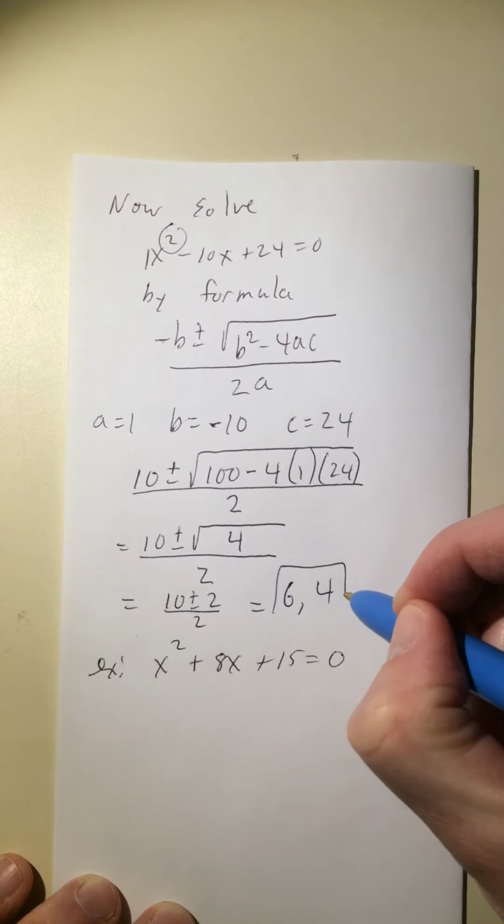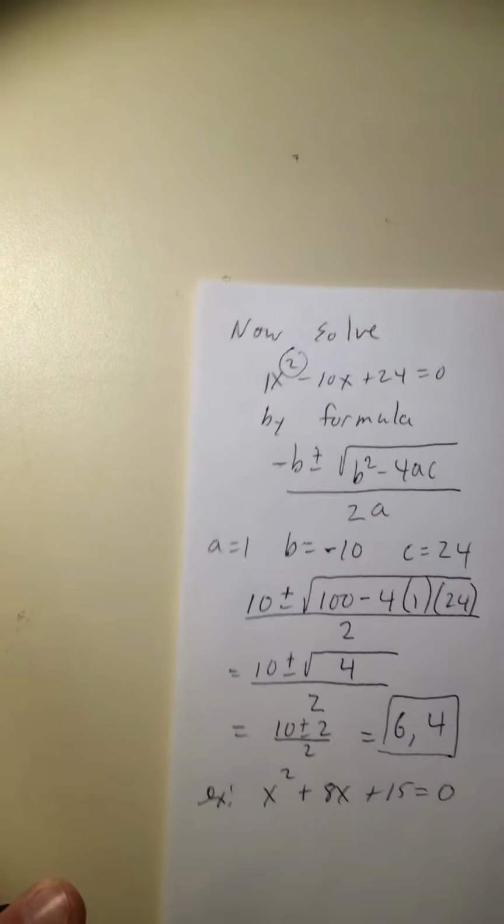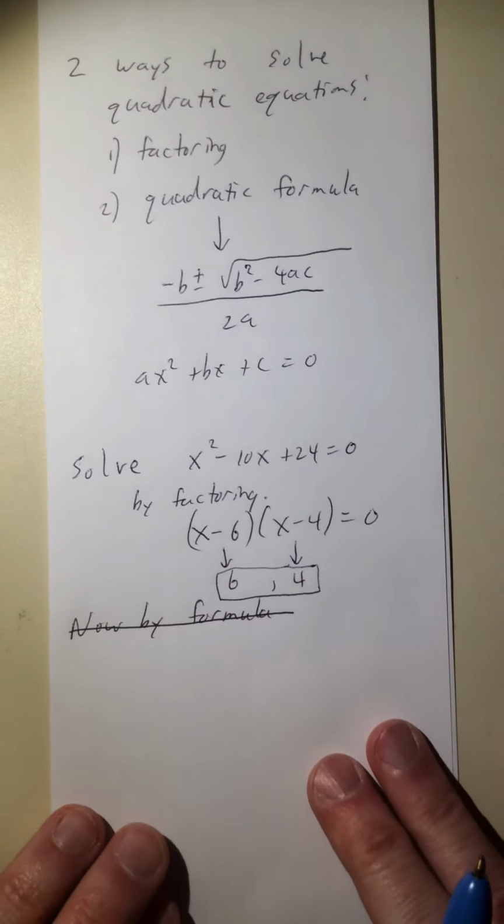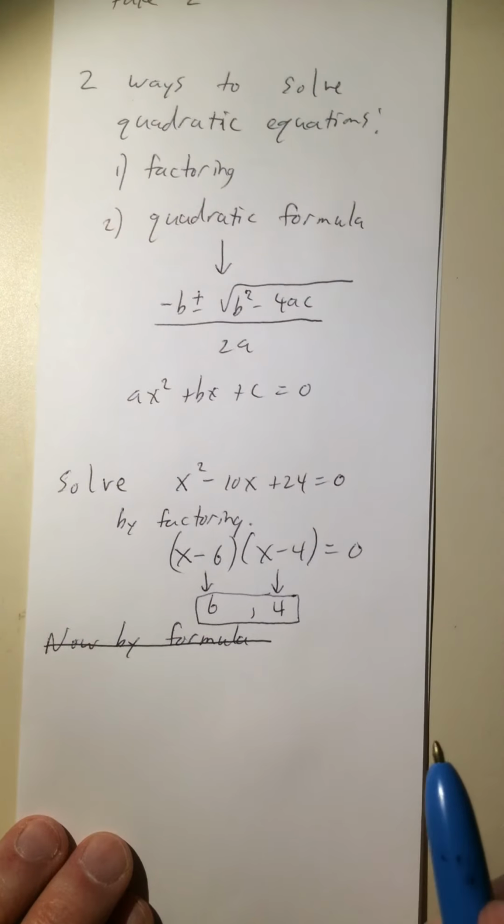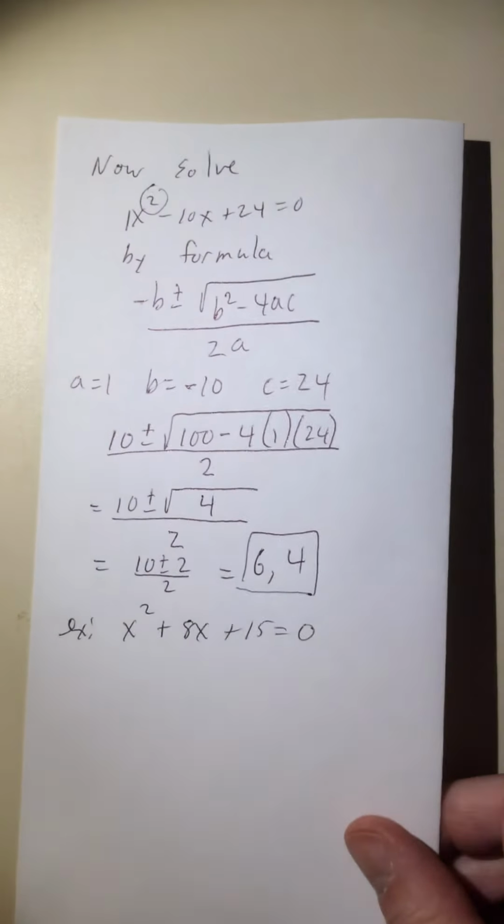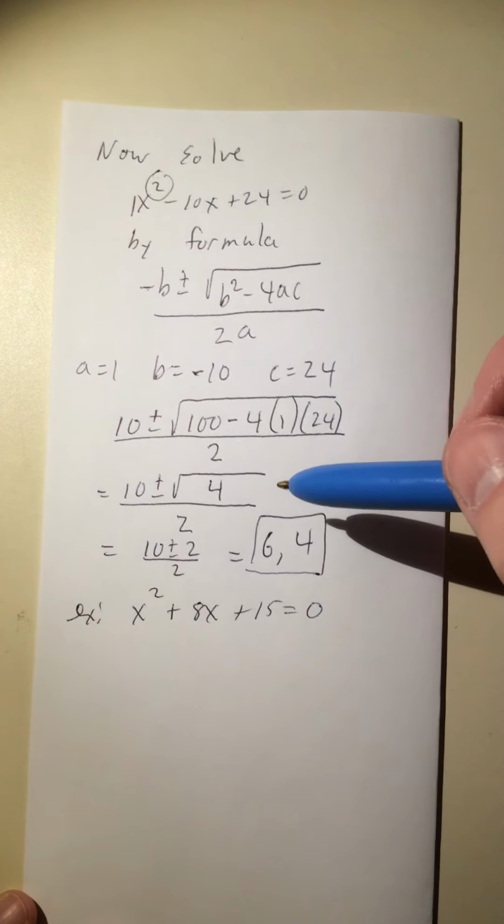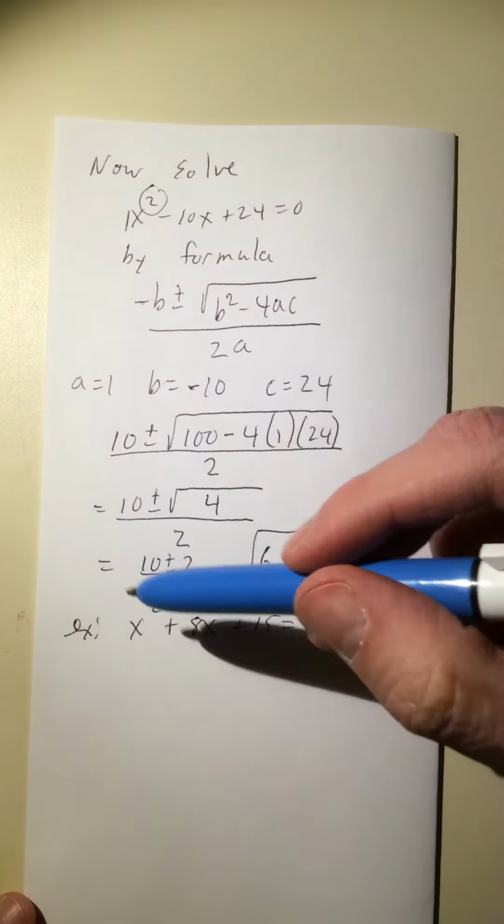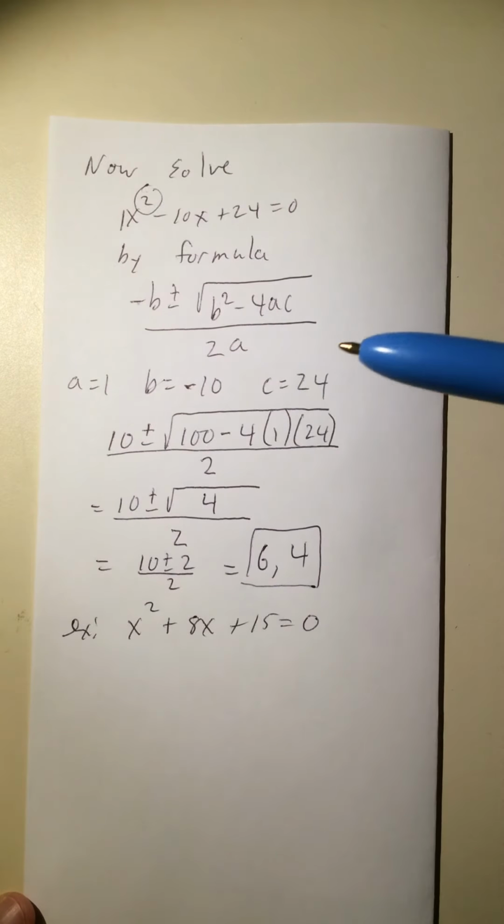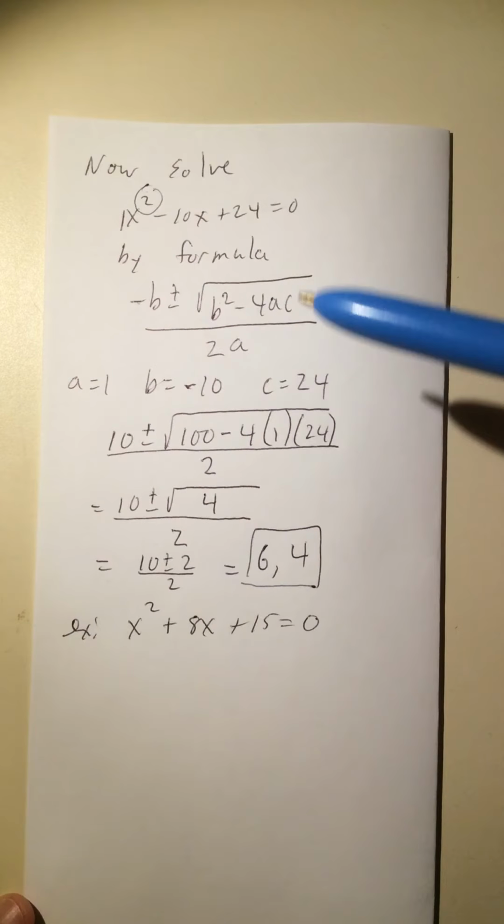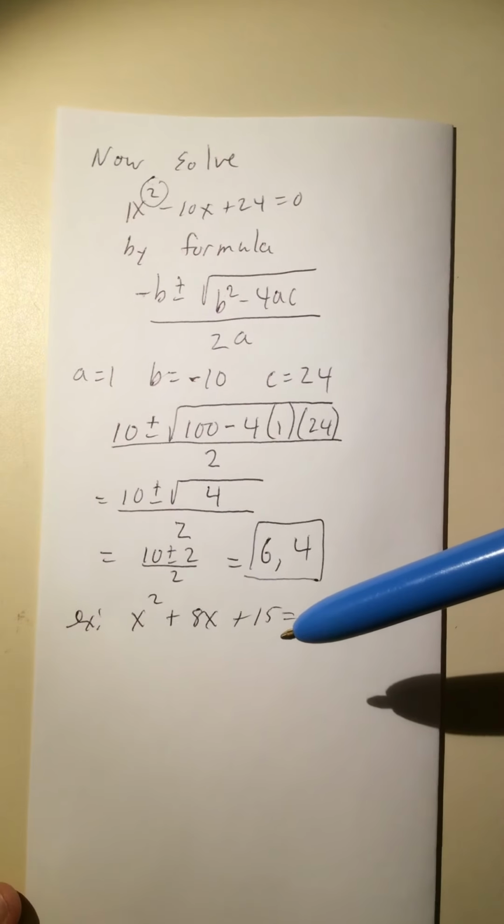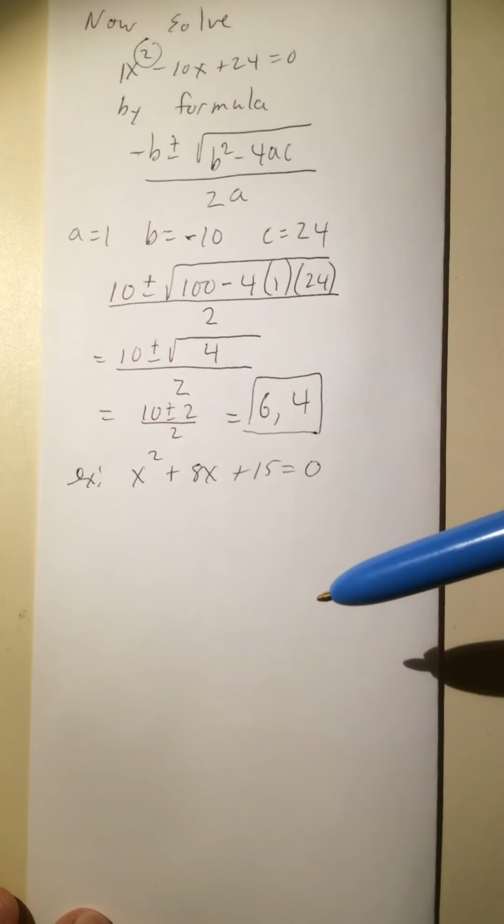So the answers we got using the quadratic formula are 6 and 4. The answers we got by factoring are 6 and 4. So same answer, different process. And this process is certainly more complicated, but again, we're practicing this complicated process on an easy problem, so when it comes to the harder problems, we don't have to struggle so much.